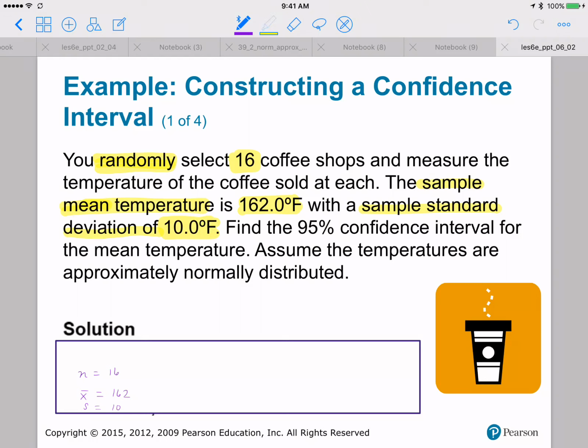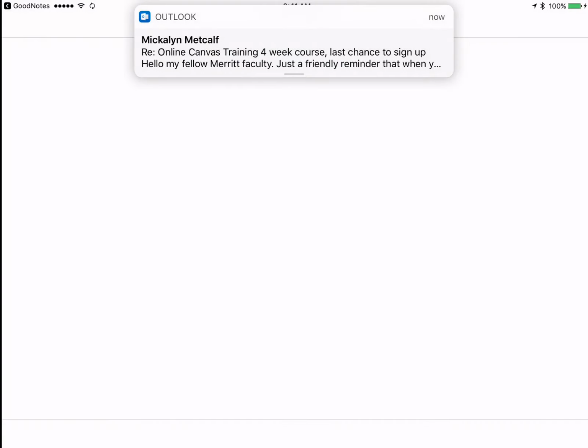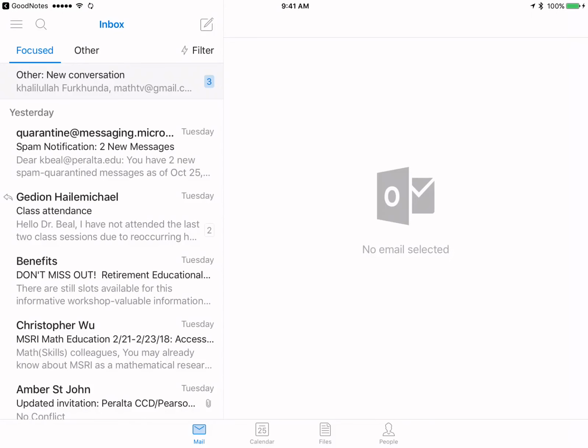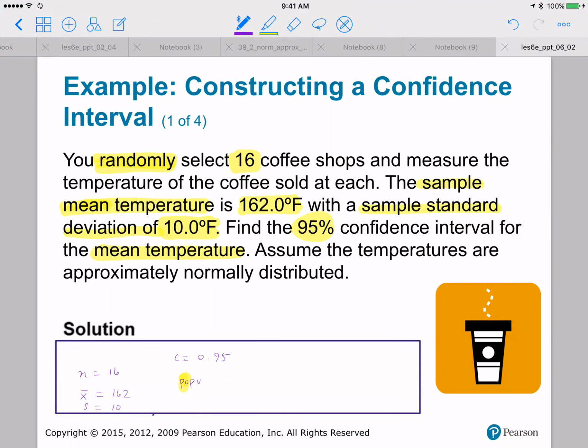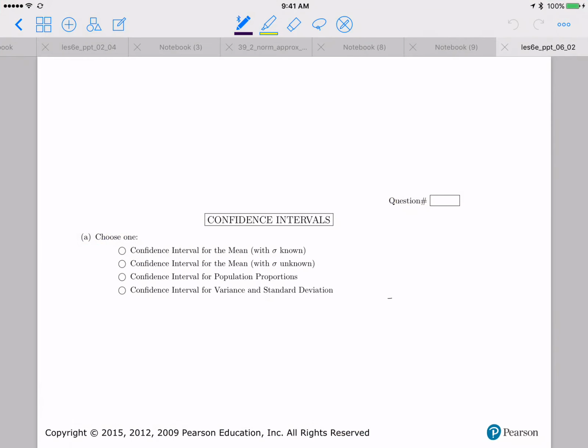Find the 95% confidence interval, bam. We've got C. C is going to be equal to 0.95. For the mean temperature, bam, they've told us. This is what we want. We want the mean temperature. So we're trying to get our population mean. Sigma is unknown, but we are finding a confidence interval for the mean. So this is what we want to pick: confidence interval for the mean with sigma unknown.